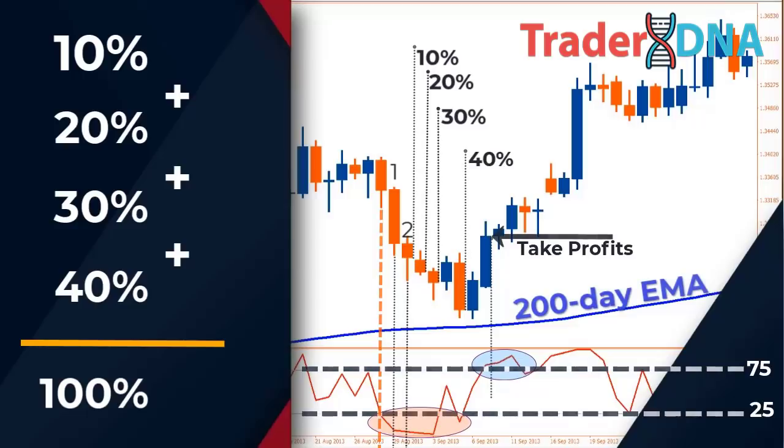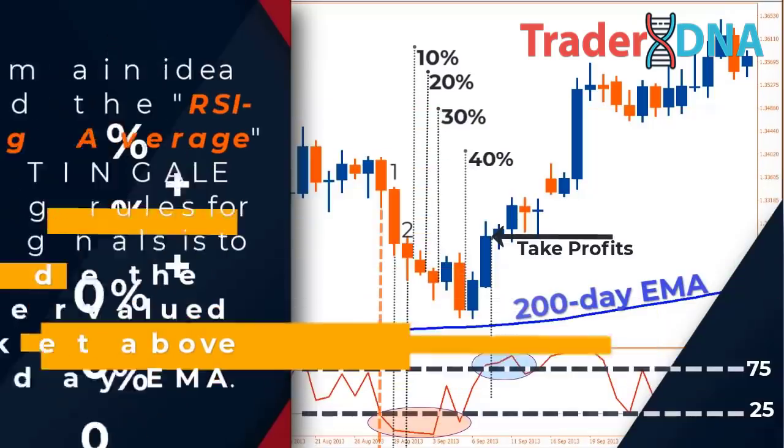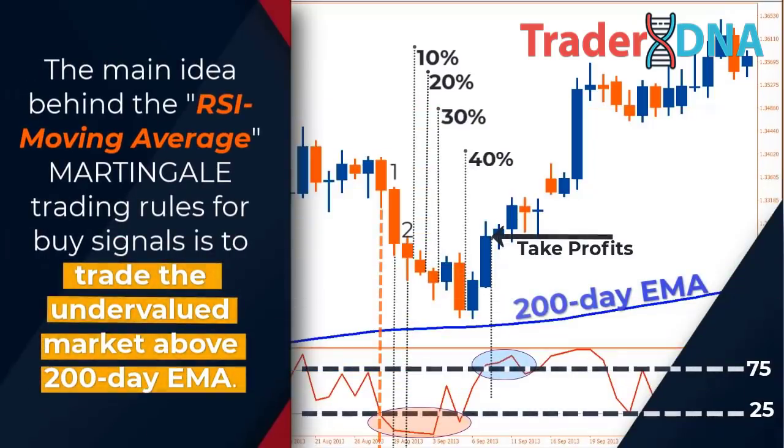The main idea behind the RSI Moving Average Martingale trading rules for buy signals is to trade the undervalued market above the 200-day EMA. We buy the first portion of our position at the close on the second day and continue to scale in until we establish our full position. Whether we established a 10% position or a 100% position, we exit when the two-period RSI crosses above the 75 level.